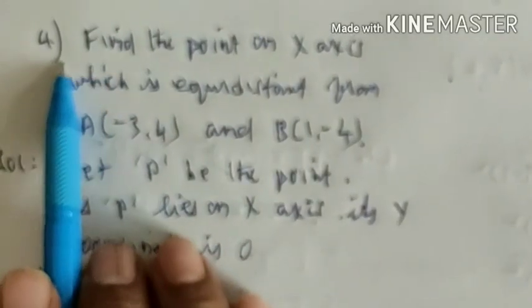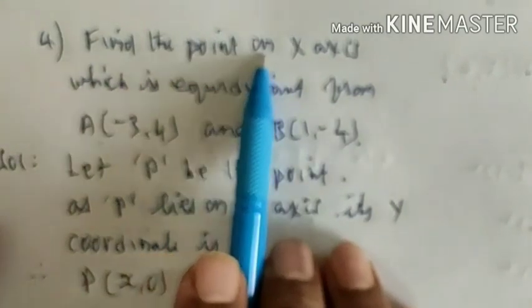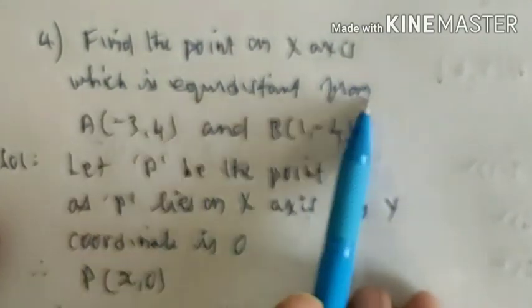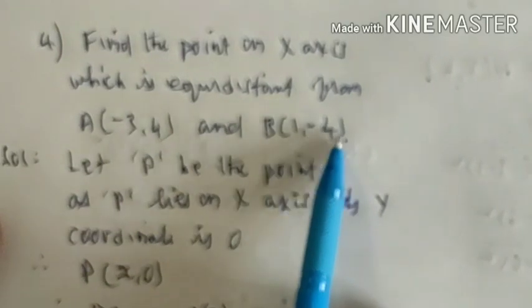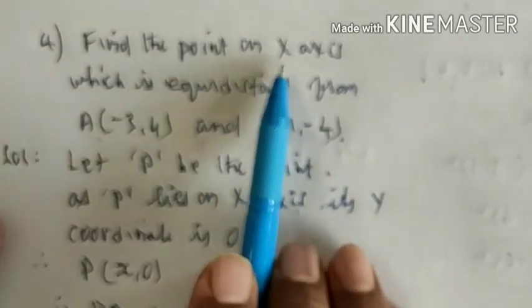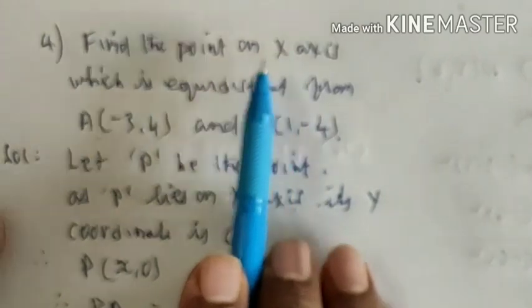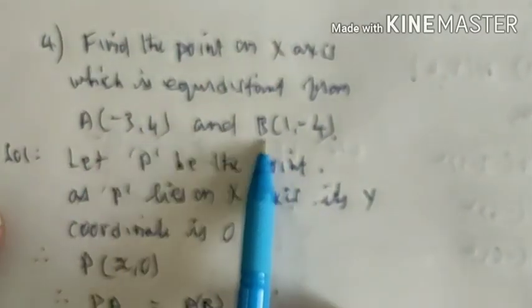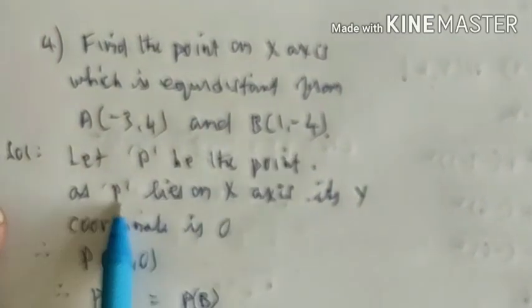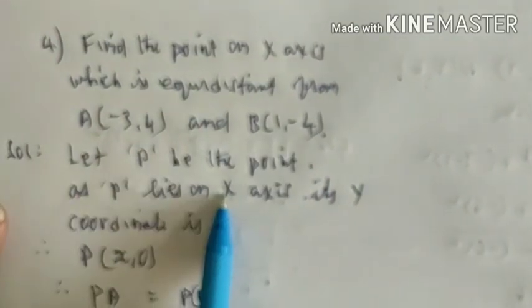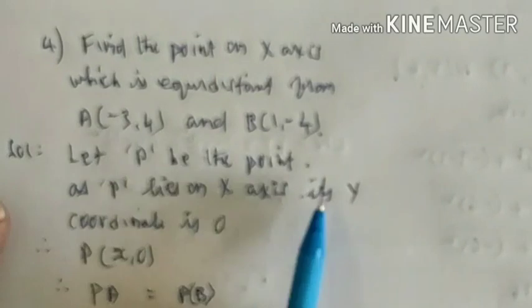Next sum, fourth sum you take. Find the point on x axis which is equidistant from A (minus 3, 4) and B (1, minus 4). So on x axis there is a point and its distance from point A and point B is equal. Let P be the point. Now see, this point P lies on x axis. Therefore its y coordinate will be 0.